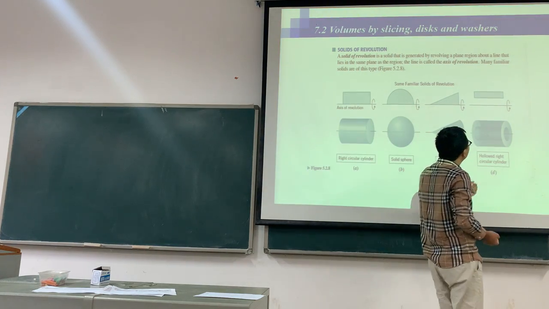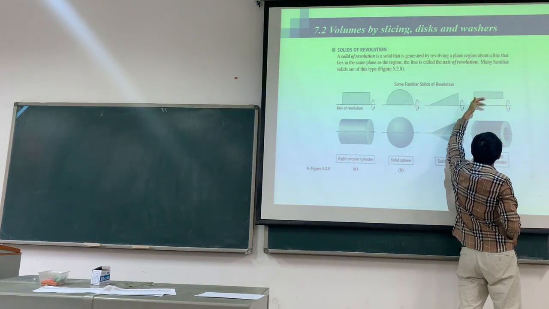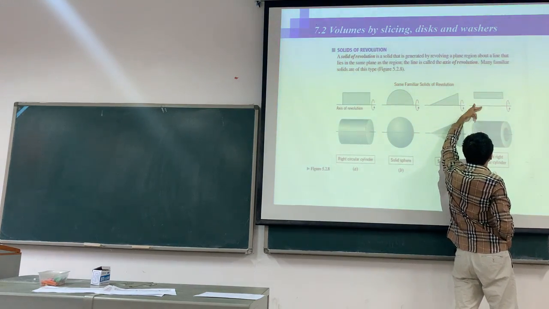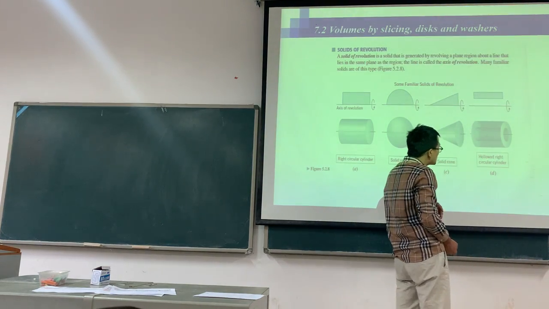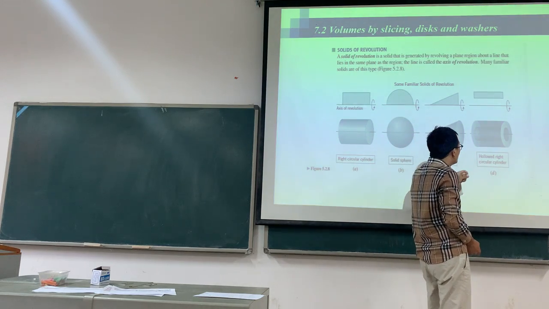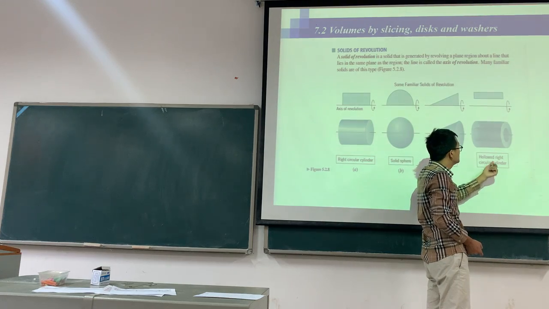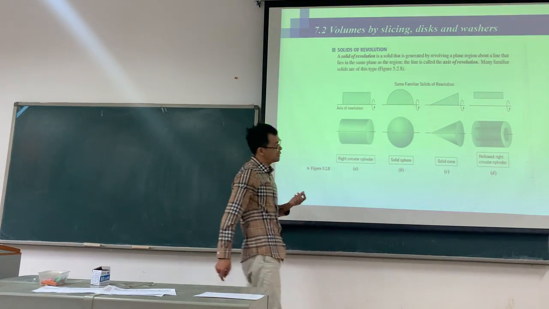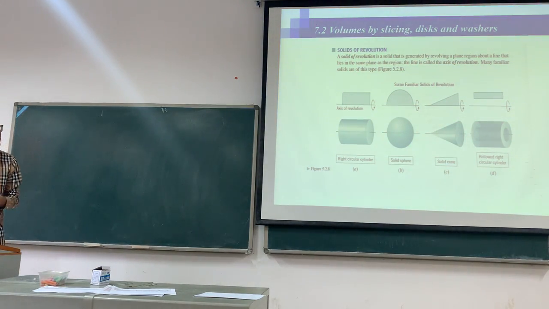Go on. Here is a rectangle. This rectangle revolving around this line, in this case we can open a hollow right circular cylinder. So these are some solids opened by the revolution.